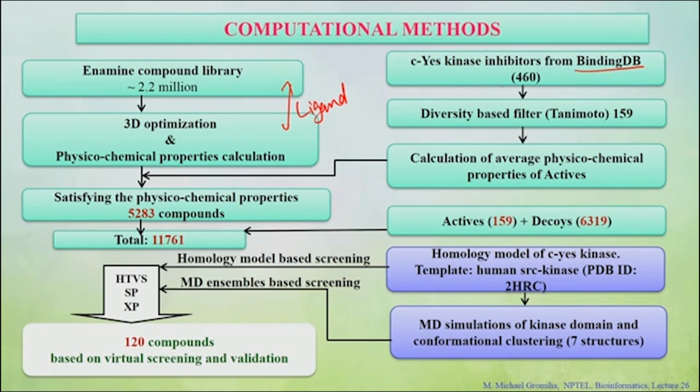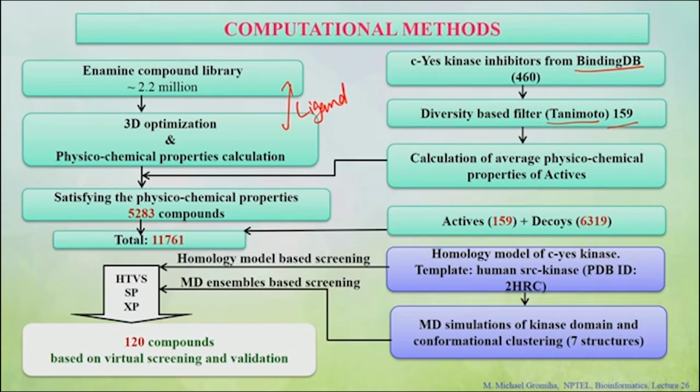Now, all the 460, some of them are similar, some of them are diverse. We need to have the diverse compounds. So, get the diverse compounds using the Tanimoto coefficient, I will explain soon. In this case, you can reduce this 460 into 159 ligands. Then among these, we calculate some of the physicochemical properties. These are called actives, because the binding affinity is already known. So, they are known as inhibitors.